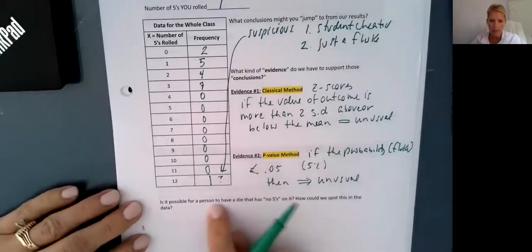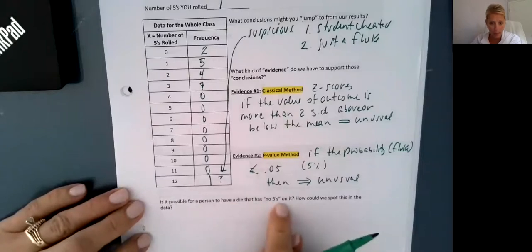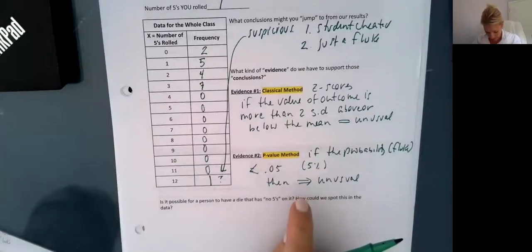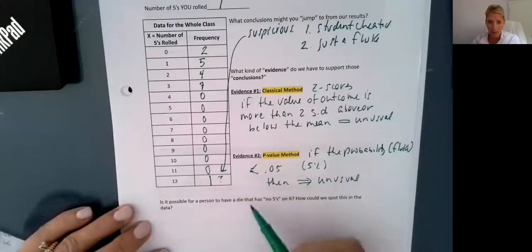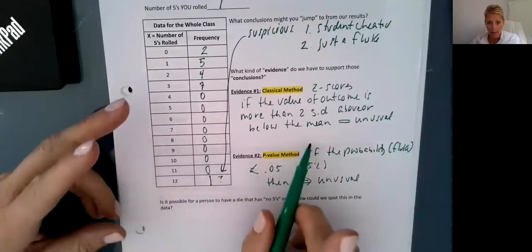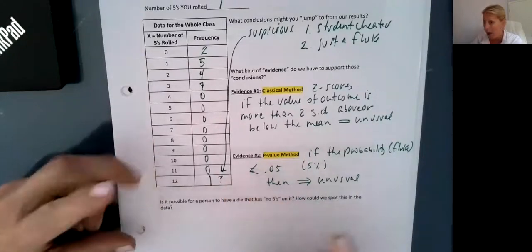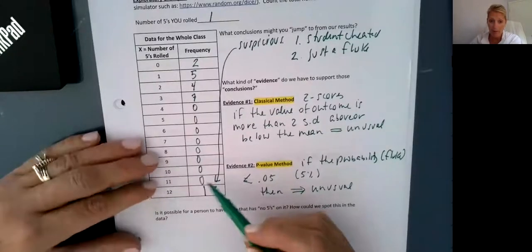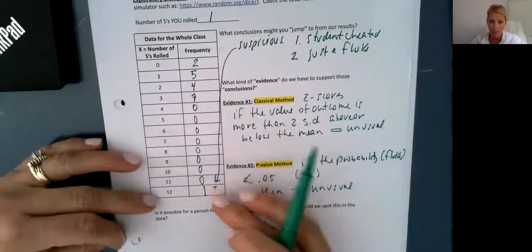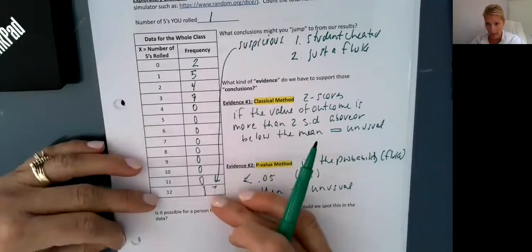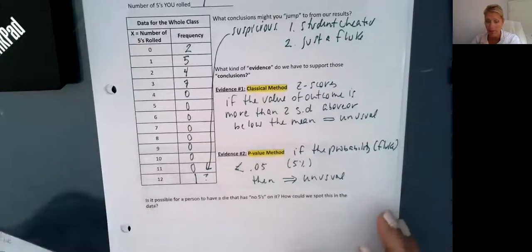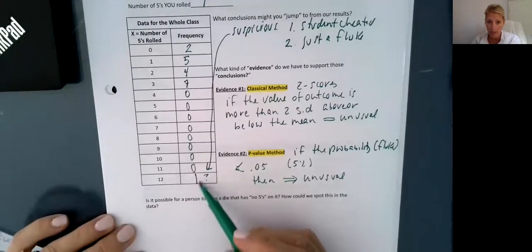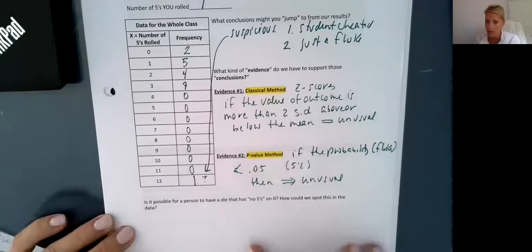So it says, is it possible for a person to have a die with no 5s on it? It's possible, right? But not likely. So we want to know, is it possible for a dice to have no 5s? Is it possible for a dice to have all 5s? That's totally possible, right? If our dice had all 5s, that's how our one person rolled 12 5s, because it's not going to be likely that our 6-sided dice would be rolled 12 times and get all of them to be a 5. That's almost impossible.